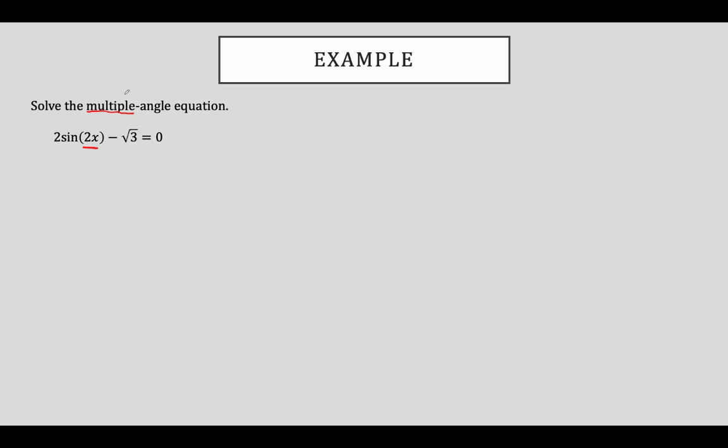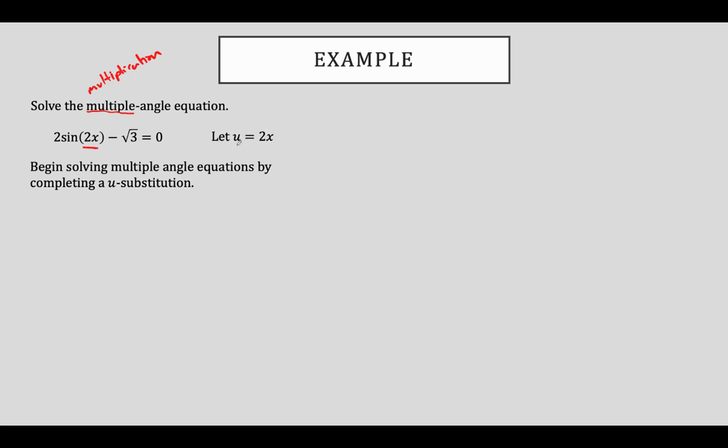When you see the word multiple in mathematics, think multiplication. So we have multiplication times x. Well, to solve these types of problems, these multiple angle equations, we are going to use what is known as a U substitution. Begin solving multiple angle equations by completing a U substitution. We are going to say, let U equal whatever is inside of the trig function. So in this case, we say, let U equal 2x.